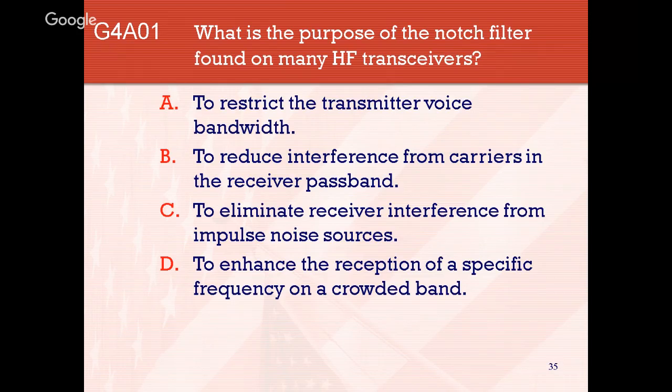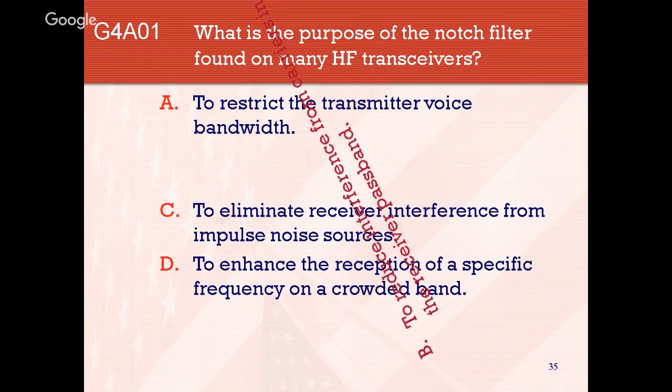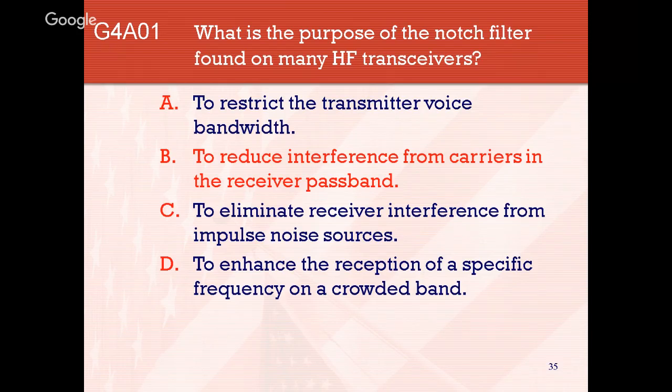What is the purpose of the notch filter found on many HF transceivers? Notch does exactly what it says. You take a little notch, it's looking at a specific point, and it's taking care of that. It's filtering out a particular passband or a frequency or a segment of the band there. So it reduces the interference from carriers in the receiver passband.